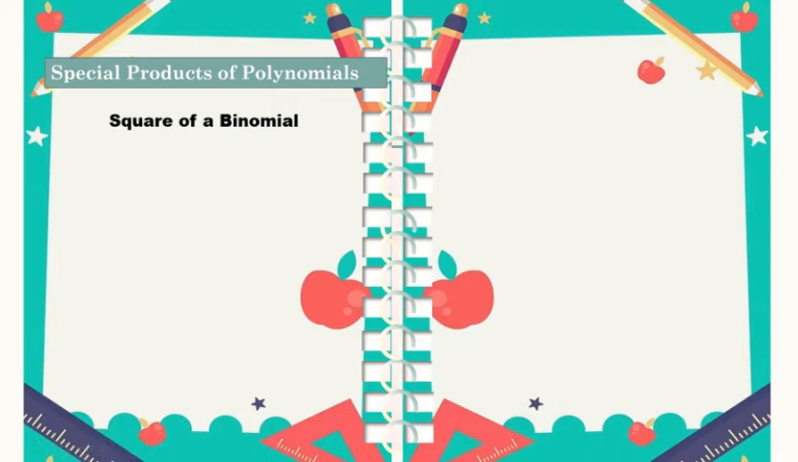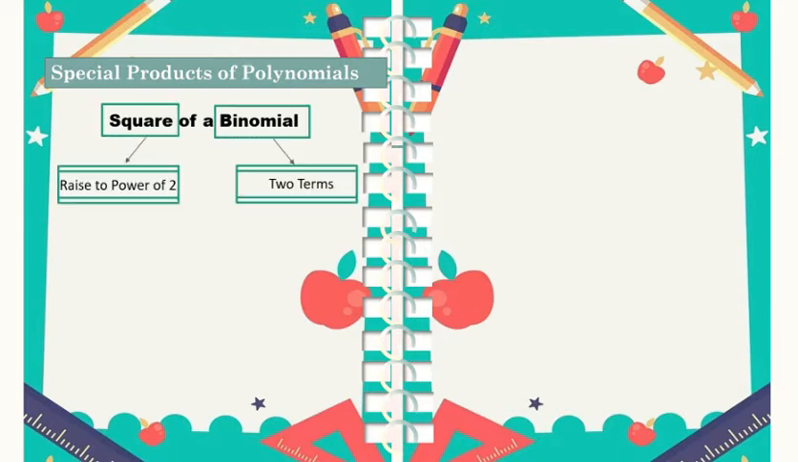special products of polynomials, one of them is square of a binomial. When you say square, it is raised to the power of 2, and a binomial has two terms. Now, example of square of a binomial: x plus y squared is equal to what?